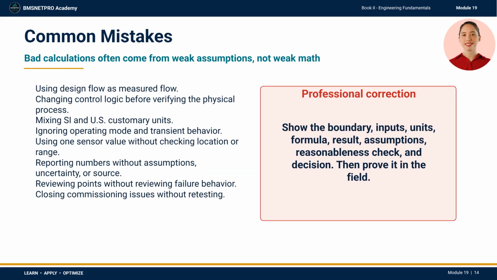These common mistakes appear again and again in BAS work. People use design flow as measured flow. They mix units. They ignore transient behavior. They trust one sensor value without checking location or range. They report a final number without showing assumptions or uncertainty. They review points but not failure behavior. The professional correction is to make the method visible. Show the boundary, inputs, units, formula, result, assumptions, reasonableness check, decision, and field verification.